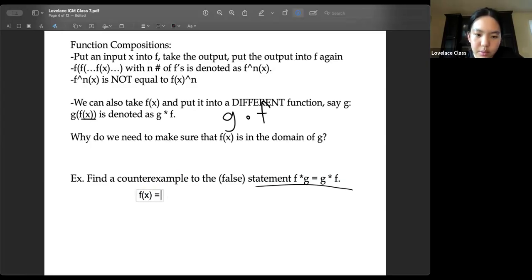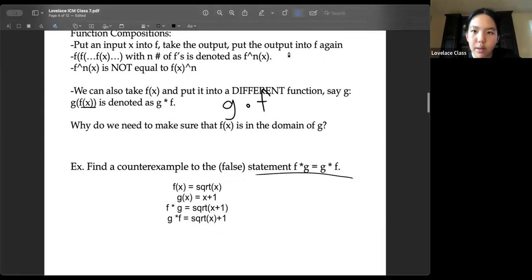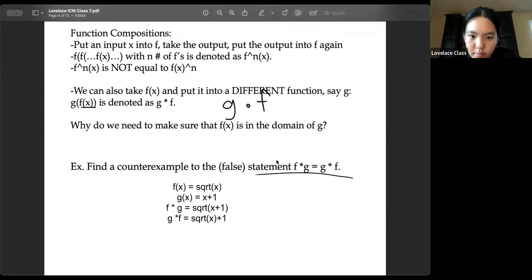So you have f of x is equal to the square root of x, for example, and g of x is equal to x plus 1, then f circle g is going to be equal to the square root of x plus 1, right? However, g circle f is going to be equal to the square root of x, plus 1. And those two things are definitely not equal. Square root of x plus 1 does not equal square root of x, plus 1.